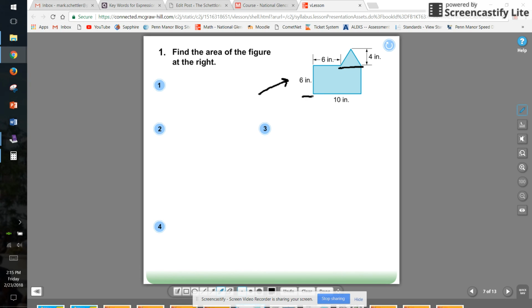I see a height and a base, or a length and a width, however you want to say it, and I see it's 6 by 10 or 60 inches. How did I get that? Squared, of course. I multiplied 6 times 10.